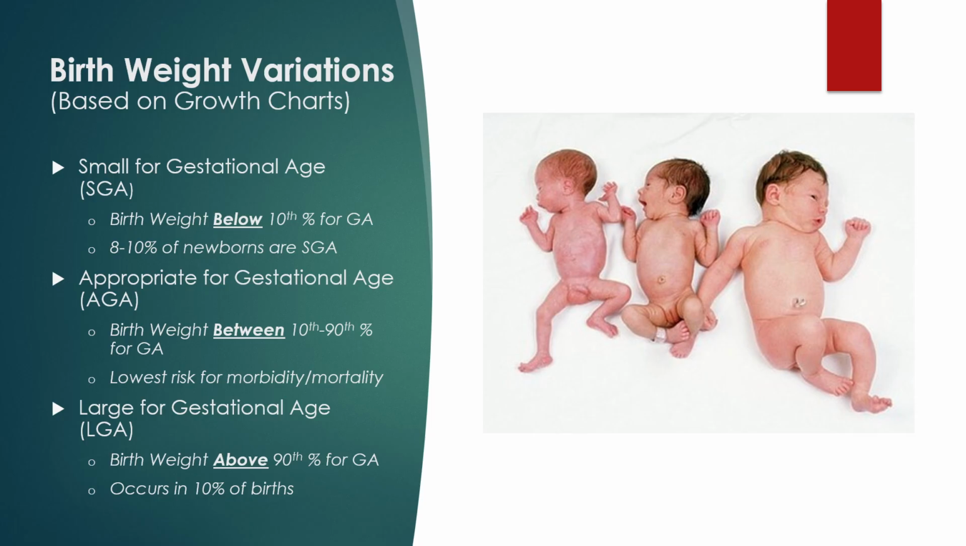SGA deliveries account for 8 to 10% of all of our deliveries, and LGA accounts for 10%. Newborns in these two categories are automatically higher risk for complications during labor, during their birth, and in the first month following their delivery. So that's why we have to be aware of what their gestational age is and try to have accurate dates, because we want to know if they're falling below that 10th percentile or above that 90th percentile, because it triggers us to screen things more closely.